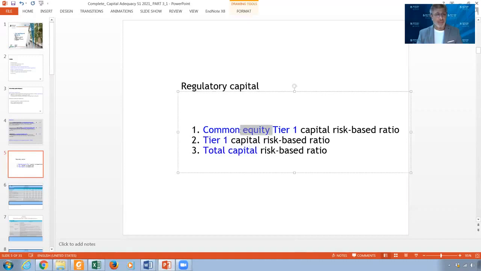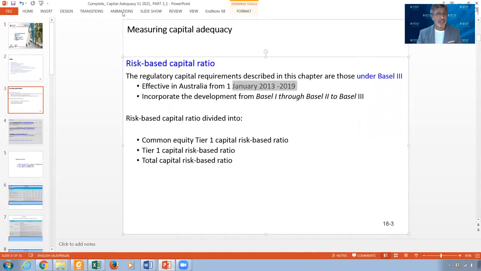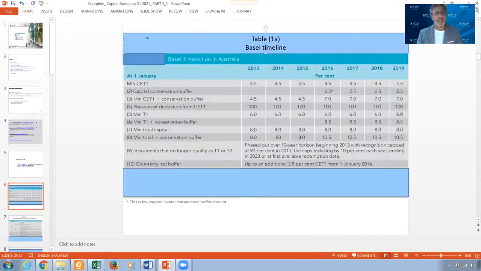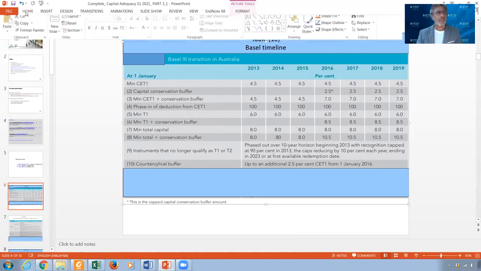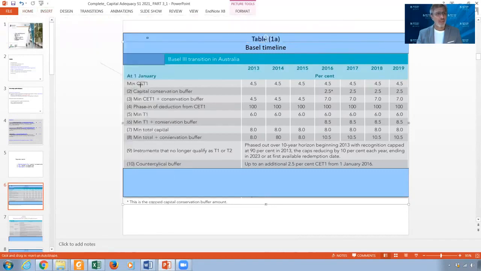Remember, common equity tier 1 is part of tier 1, but it's not all of it, though it's the most important capital in tier 1. Now, I have talked about the Basel timeline, from 2013 to 2019. Yes, this is what we call the Basel timeline table. You can see 2013, 14, 15, 16, 17, and it will tell you this is the common equity. As you can see, this is the common equity tier 1, and this is the tier 1, and this is the total capital.